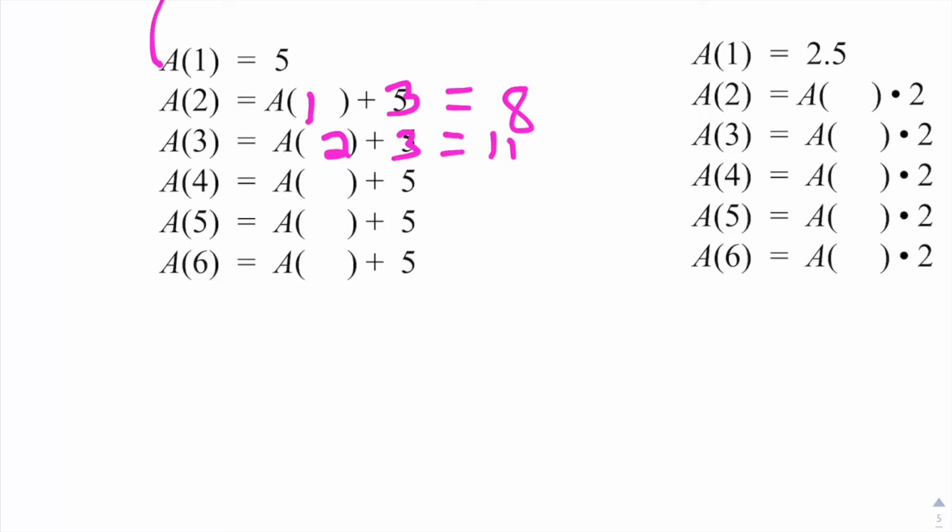And then our A4 term is A3 plus 3, which is going to give us 14. And our A5 is our A4 term plus 3, which is going to give us 17. And our sixth term is going to be A5 plus 3, which gives us 20.